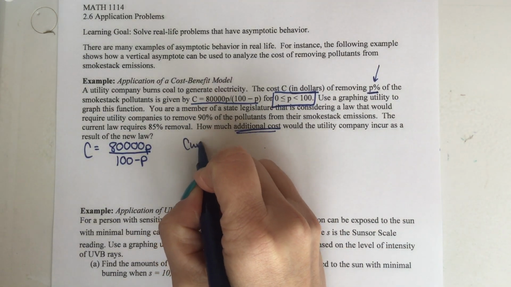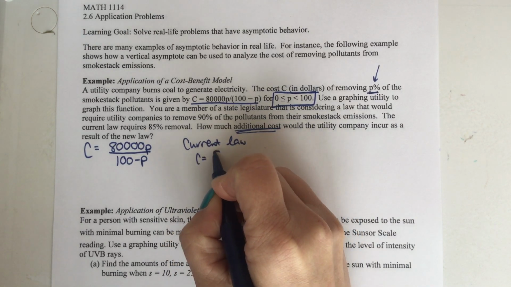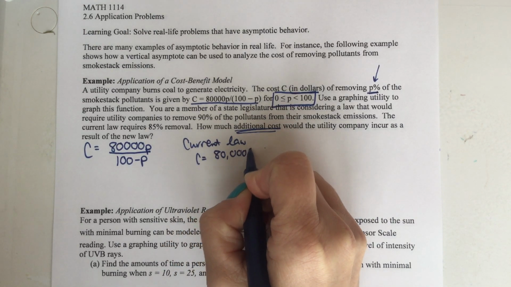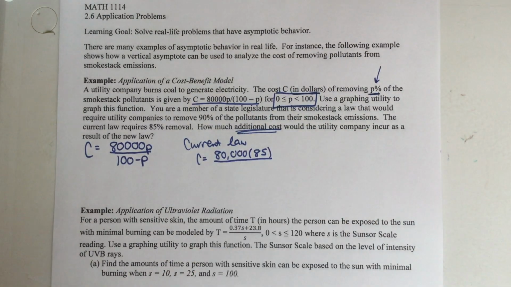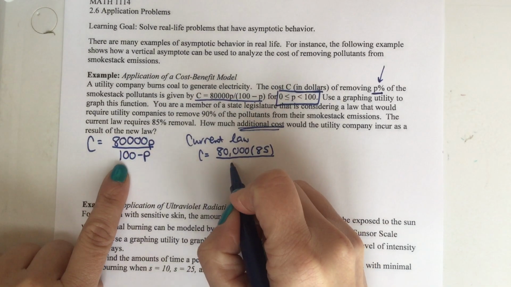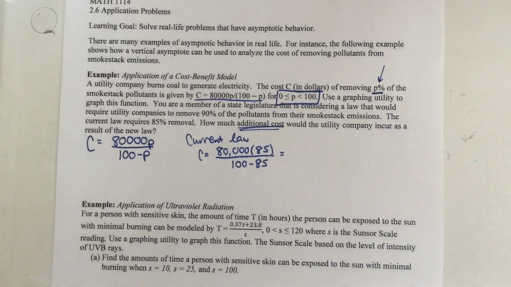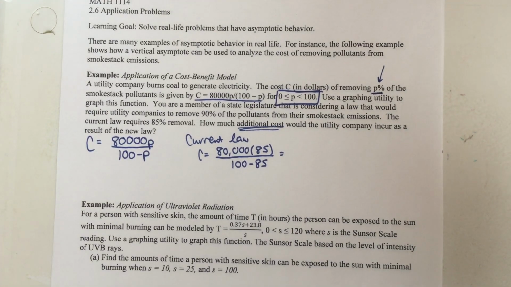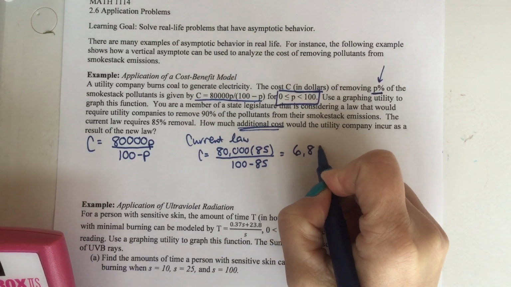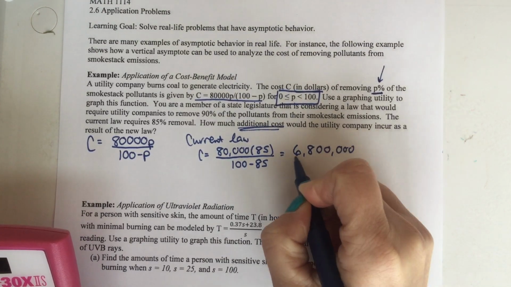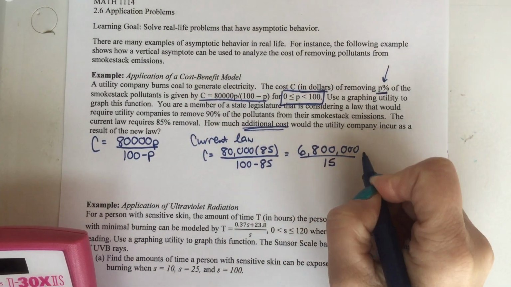So under the current law, we want to figure out the cost. The cost is 80,000 times P. P is the percentage of pollution that you're getting rid of. The current law is 85%. Over 100 minus P, which again is 85. Let's go ahead and calculate that. 80,000 times 85 is 6,800,000 divided by 100 minus 85 is 15.